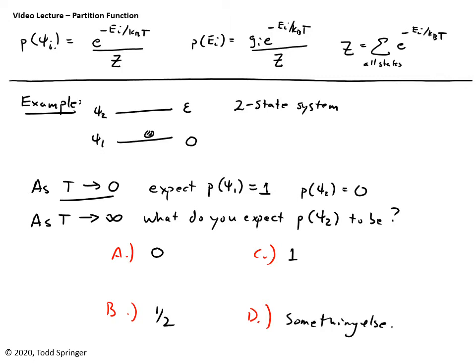So we talked about the low temperature limit here. We expect it to always live down in that ground state with zero energy. And what about a high temperature? What do you think the probability is that it's going to be up there? Go ahead and pause the video, see if you can answer based on your intuition, and then we'll work out the system together.